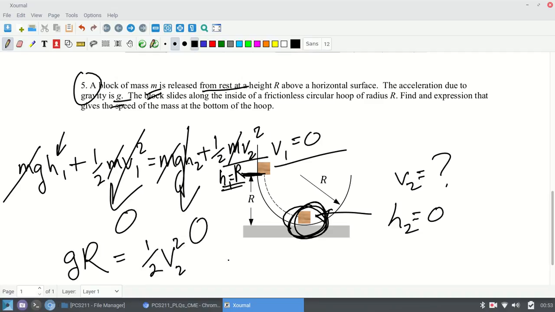So what I end up getting is that gR is equal to half v2 squared. I'm just going to call this v. So that means 2gR equals v squared. Hence, v equals the square root of 2gR. And that's your answer.